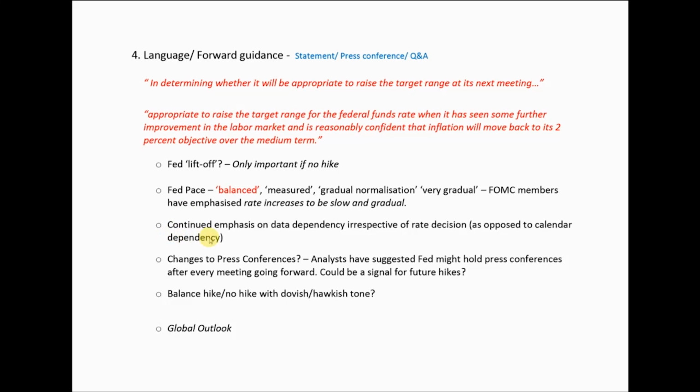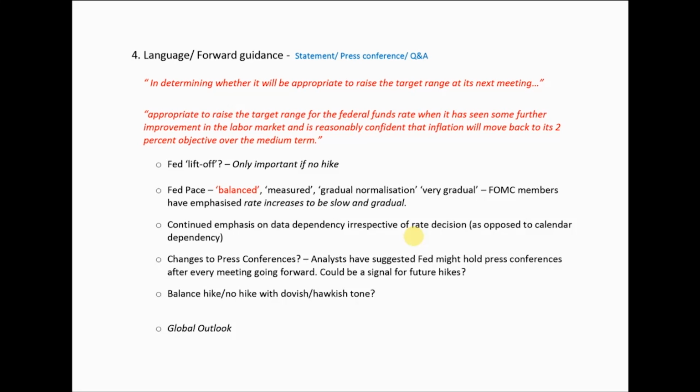In terms of the forward guidance, I expect a continued emphasis on data dependency, and that will be irrespective of the rate decision. The Fed and Yellen in particular have often talked about data dependency as opposed to calendar dependency. The timing is not that important. The rate hikes will come when the data warrants it. So I don't expect that to change.